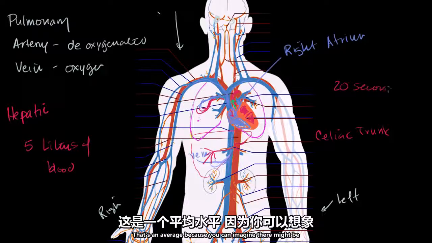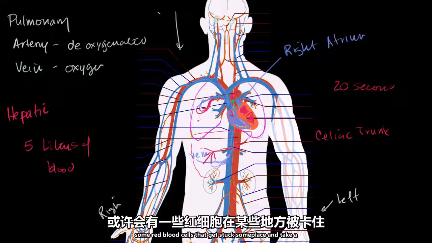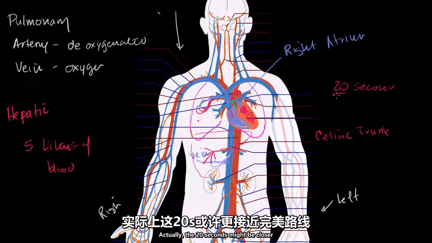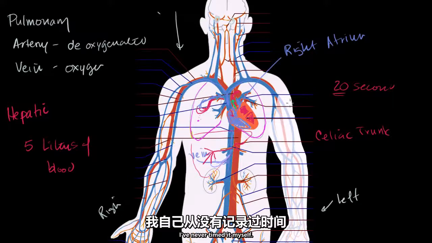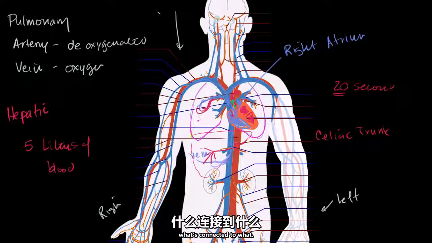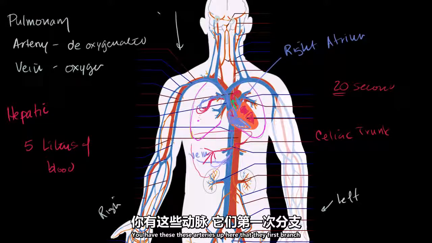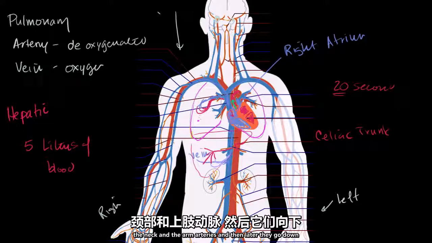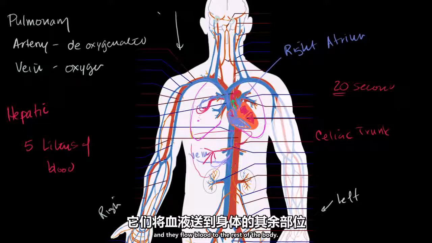But that's an average, because you can imagine there might be some red blood cells that get stuck someplace and take a little bit more time, and some go through the completely perfect route. Actually, the 20 seconds might be closer to the perfect route. I've never timed it myself. But it's an interesting thing to look at and to think about what's connected to what. You have these arteries up here that first branch off from the aorta into the head and neck and the arm arteries, and then later they go down and flow blood to the rest of the body.